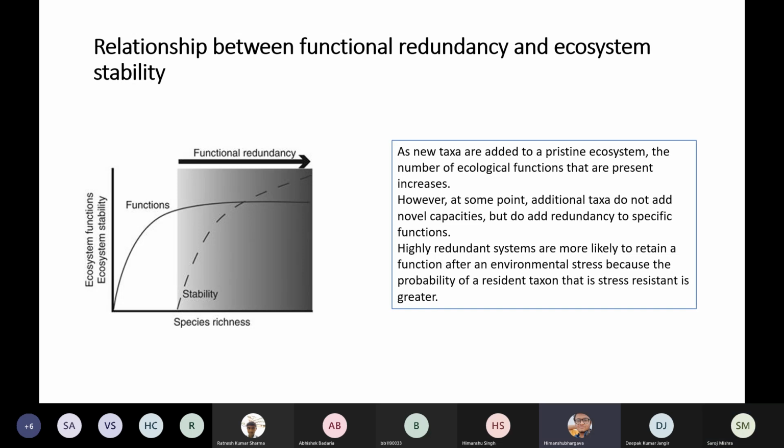Stability will get saturated after some point at this richness of the species. Sure. Like you see here, the stability also is plateauing off. It's not really increasing the way the increase is shown here, but after some time. But yes, compared to the functions, functions have particularly flattened out.